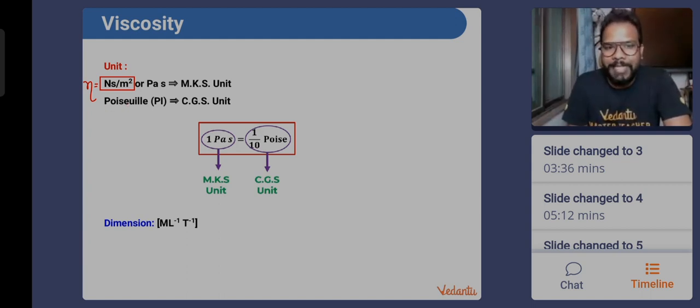Remember this conversion: in SI unit it is 1 Pascal second, which is equal to 10 Poise. So Poise is basically the smaller unit. Dimensions from here you can find out: M^1 L^-1 T^-1. Please remember the SI unit is Pascal second. The CGS unit is Poiseuille, or in short it is also written as Poise, P-O-I-S-E.